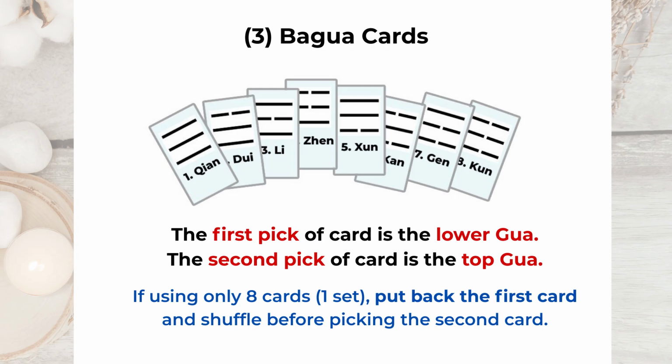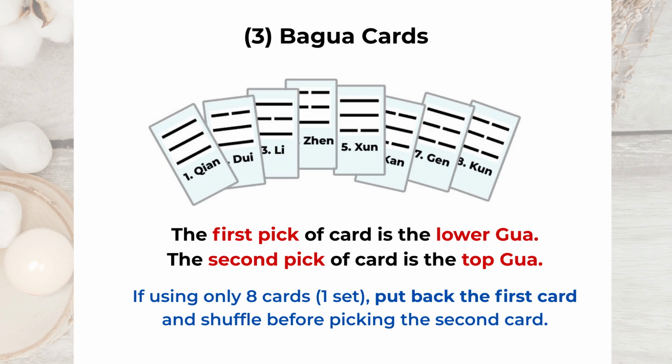And the reason we want to use 2 sets is that we need to pick up the top and bottom Gua. So we want to have the choice of picking up the same Gua. That's why we want to double the Bagua. If you only use 1 set, after you pick up the first Gua, you have to put the same card back. So you have the choice of picking up the same card again. So either way will work, but the 2 sets of Bagua cards will be easier.